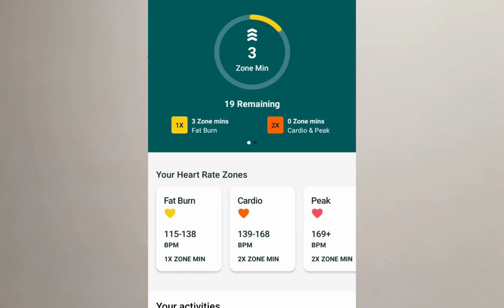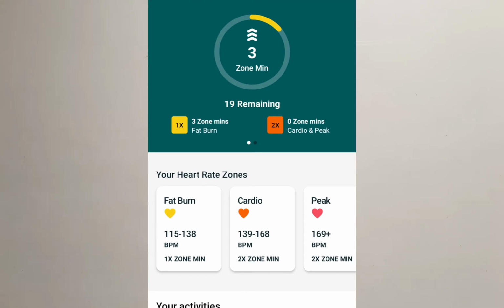Now there are three categories here. You have the fat burn zone, you have the cardio zone, and you have the peak zone. For every minute your heart spends in the fat burn zone, you earn one active zone minute. And for every minute your heart rate spends in the cardio and peak zone, you earn two active zone minutes.